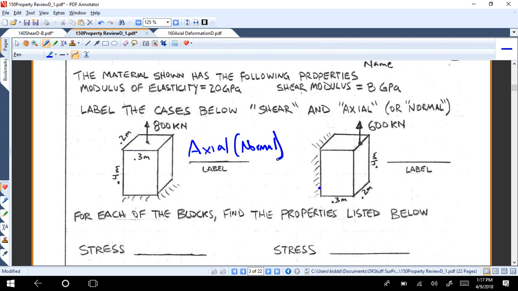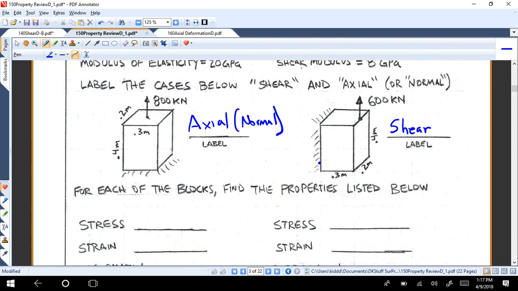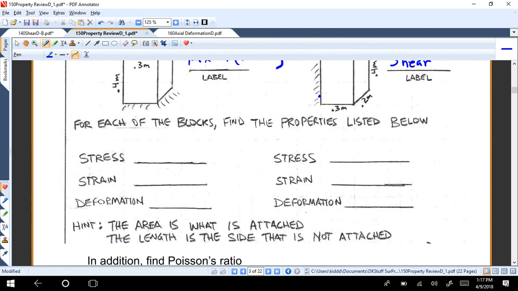And then when I think of shear, what I think of is like a deck of cards that's being tipped over, and each card is sliding one across the other. So this one, by default, that's shear. All right. Now, let's find the properties there. What we want to do for each one of these is find stress, strain, and deformation.